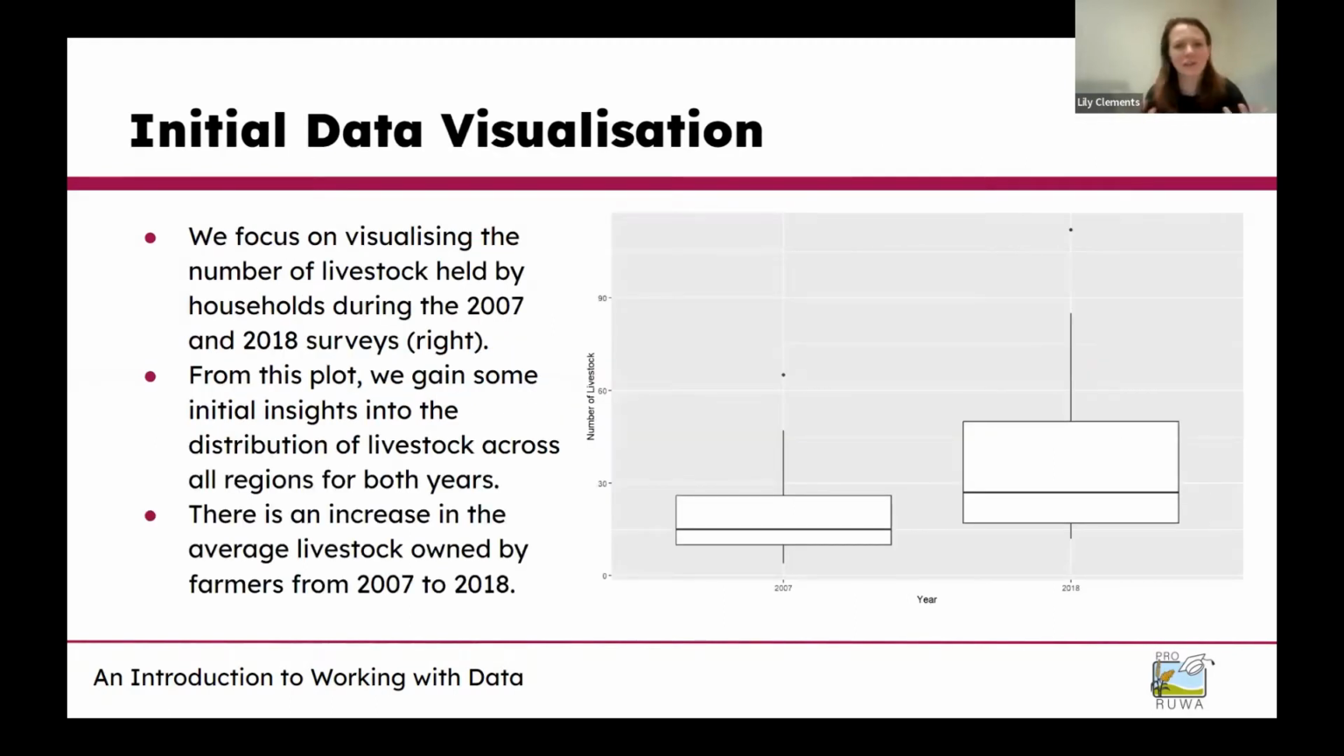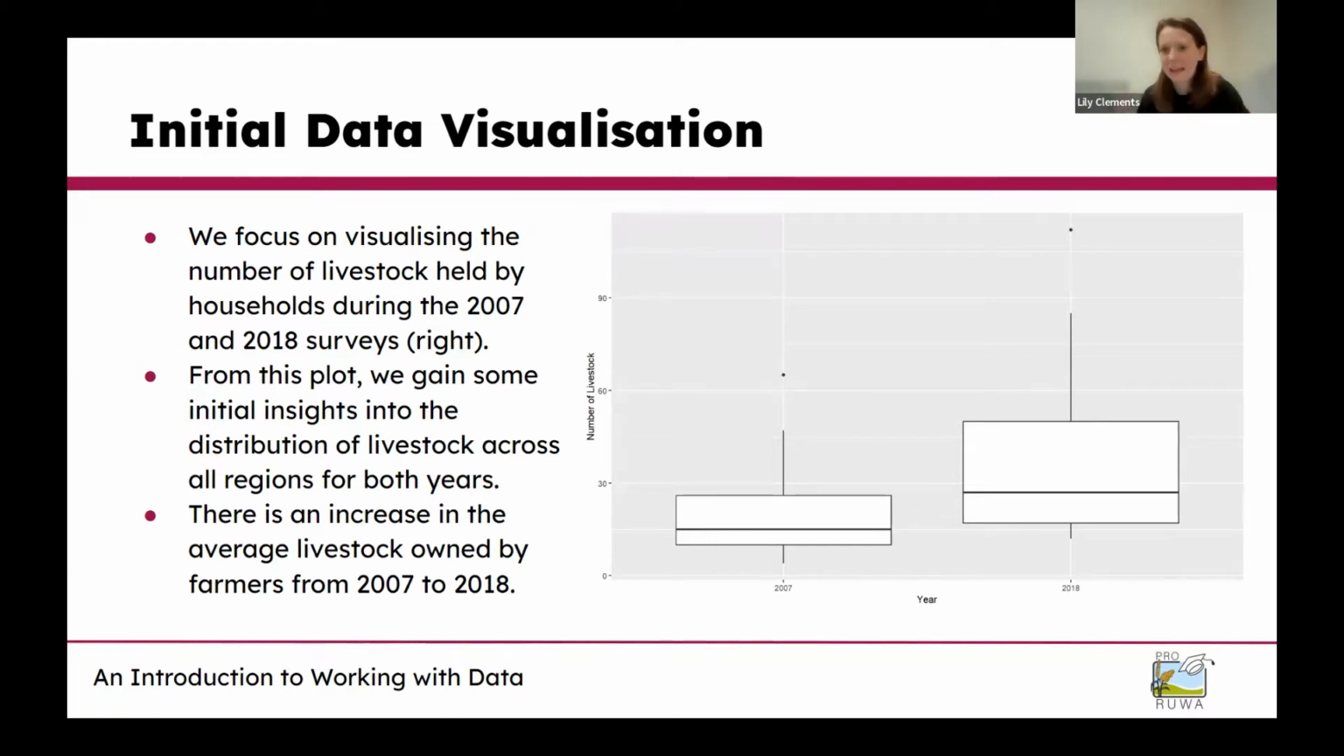So let's do the initial data visualization. We've taken our data and we're going to look at the number of livestock in 2007 and in 2018. Here we have a box plot to look at this. Back in topic 1, there is some material on interpreting different plots and box plots.